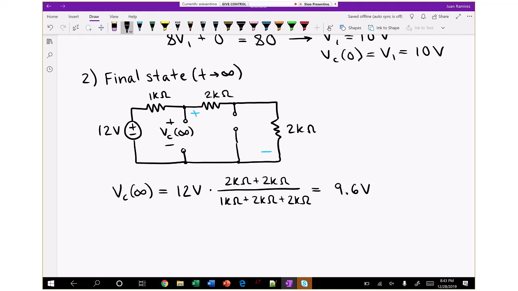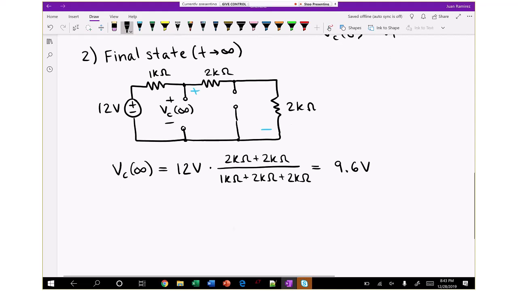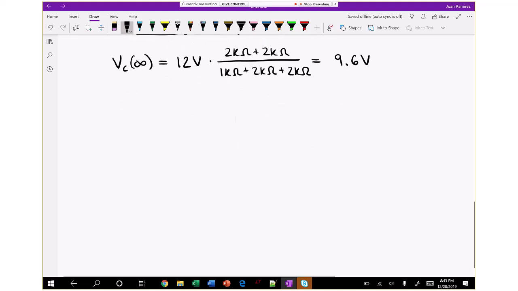All right, so initial voltage of VC of 0 is 10 volts. Final voltage is 9.6 volts. So very small transition from an amplitude perspective. Okay, so then step 3 is to find the Thevenin resistance of that circuit.